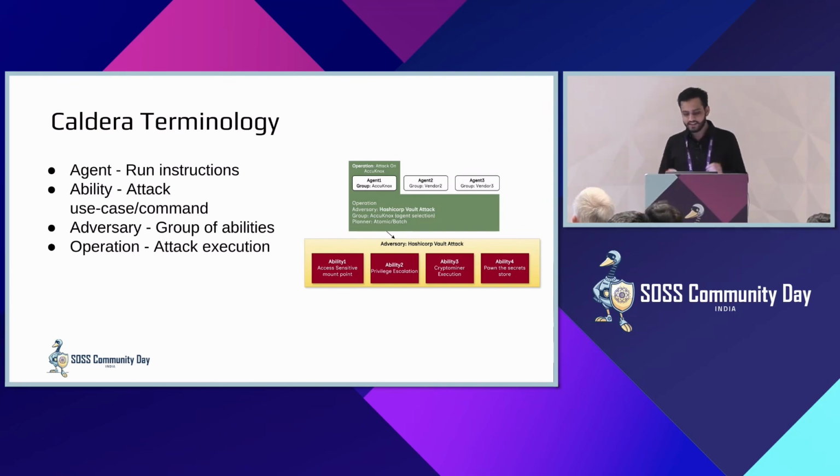And then there are abilities. Abilities are the low-level commands. And adversaries are groups of abilities. You can create your own adversaries. You can do as you like. And an operation is an execution of an adversary. It would be similar to how hacker groups run campaigns of their attacks and so on.